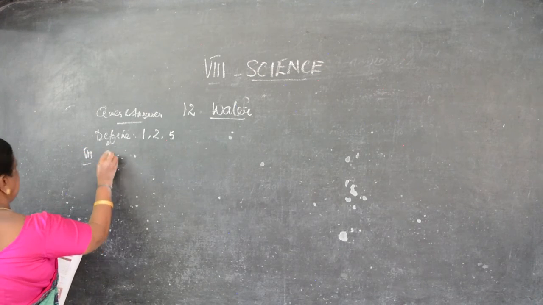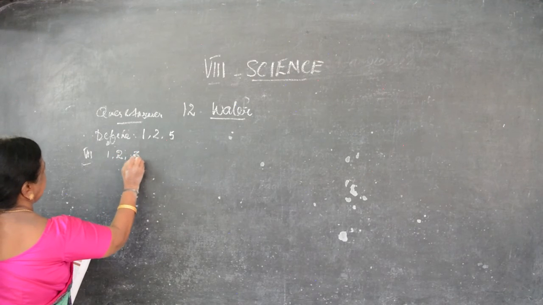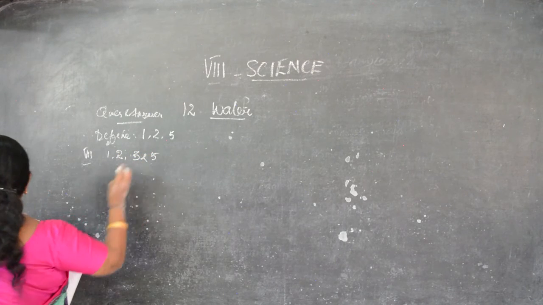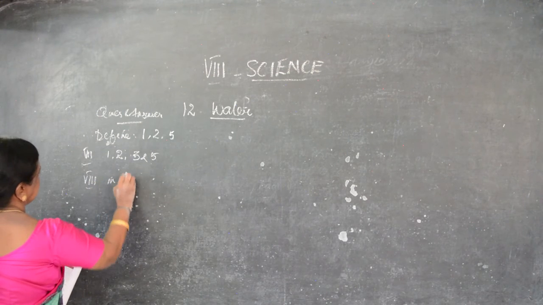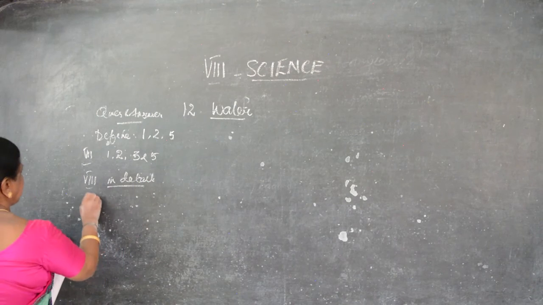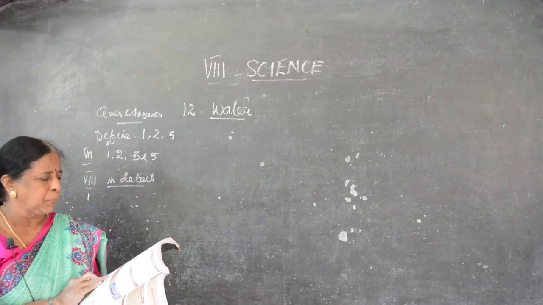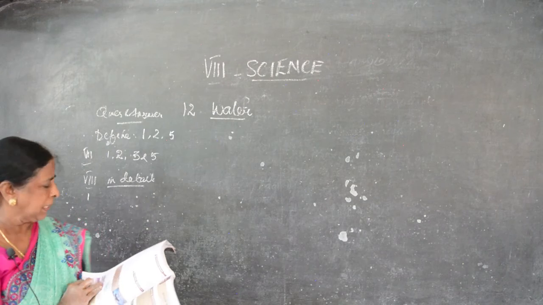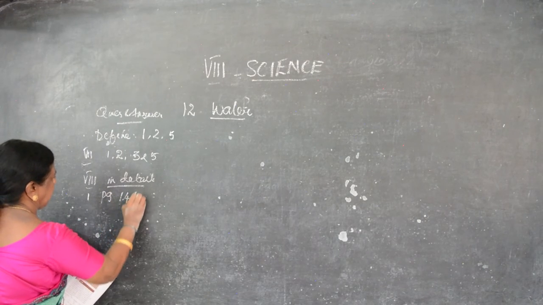I gave 1, 2, 3 and 5. And answer in detail, Roman number 7. This thing only I have to give. First one and second one. First one is how is water purified at the purification plant, that I gave already. That's in page number 146. I gave the answer, I hope so.